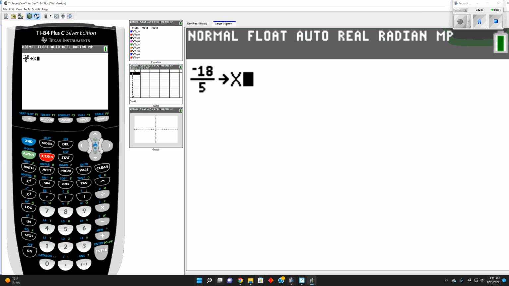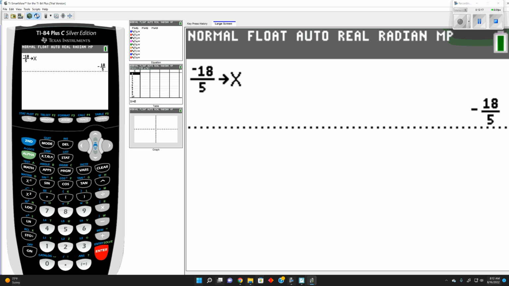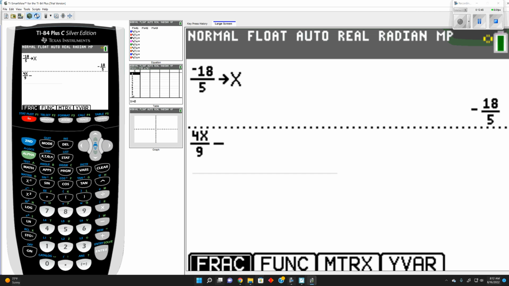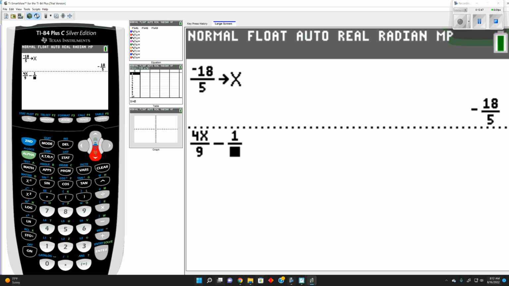Okay, I'll figure that out later. Enter. So what this has done is it told the calculator that the value of X, until we change it, is going to be negative 18 fifths, which is the answer we got, yes? Now what we can do is take the equation that we have, so alpha y equals enter, and say 4x over 9 minus 1/3, and we can see what we get here.